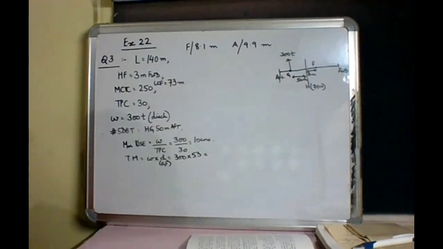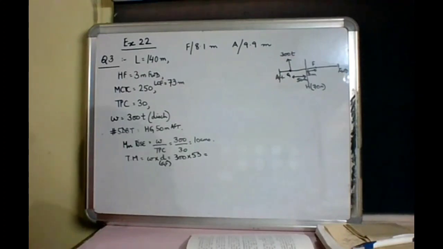ओके, अब उसमें देखो ट्रिमिंग मोमेंट. ट्रिम कॉस्ट में देखो. Trim cause is equal to trimming moment upon MCTC. MCTC is moment to change trim by 1 centimeter. Yes sir.